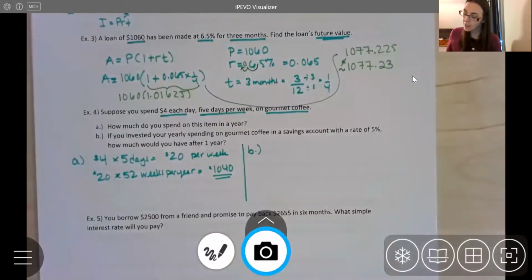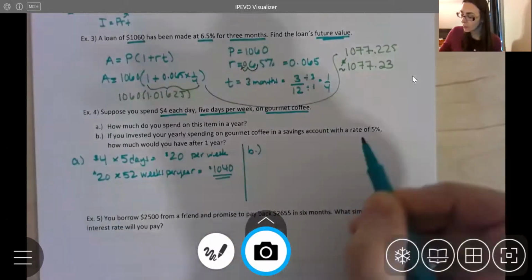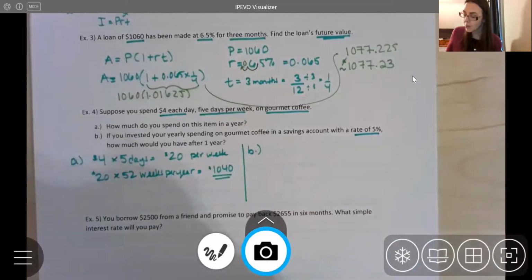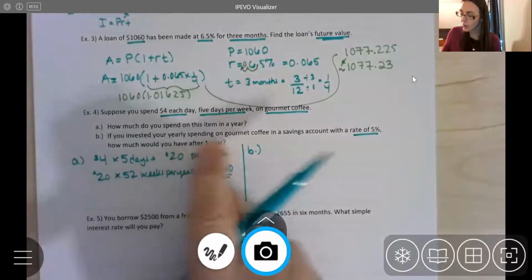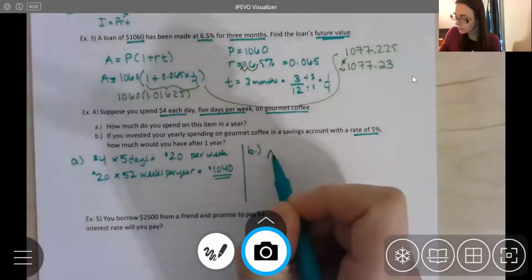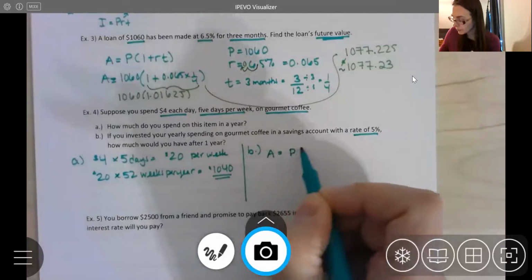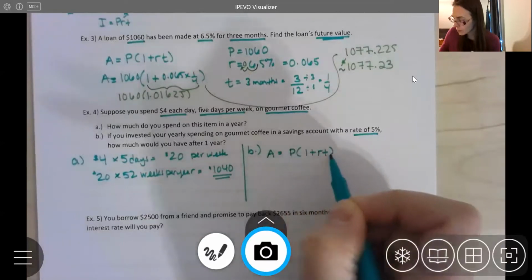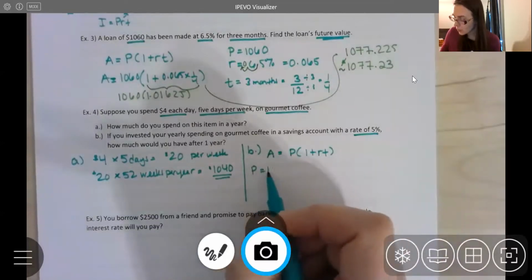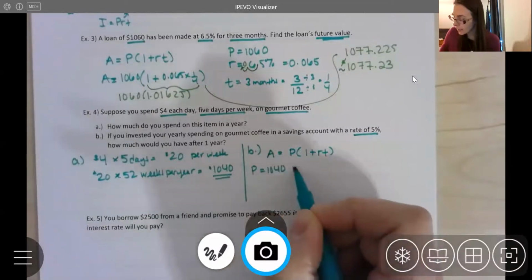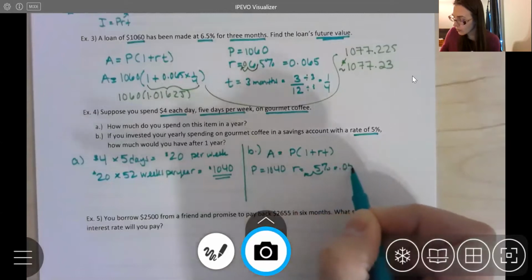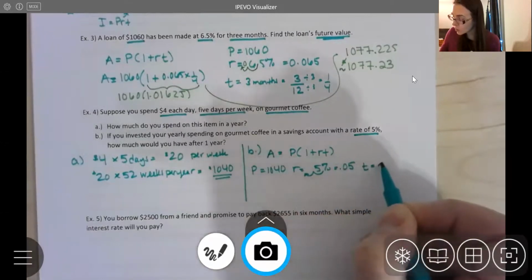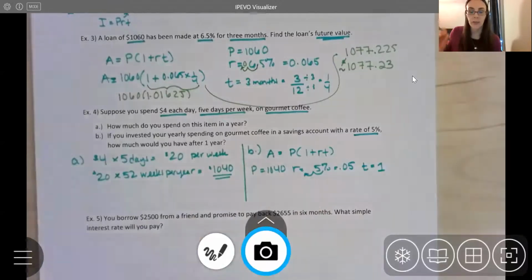If you invested your yearly spending on gourmet coffee in a savings account with a rate of 5%, how much would you have after 1 year? So we're looking for the final amount, right? We want to know how much would you have in that account. Now my principal here is the 1,040. My rate is 5%, and again, we're going to convert that over, so we're going to use 0.05. And the time is just 1, because it's 1 year. So your time is always in years. So we have 1 whole here. We don't need any fractions.